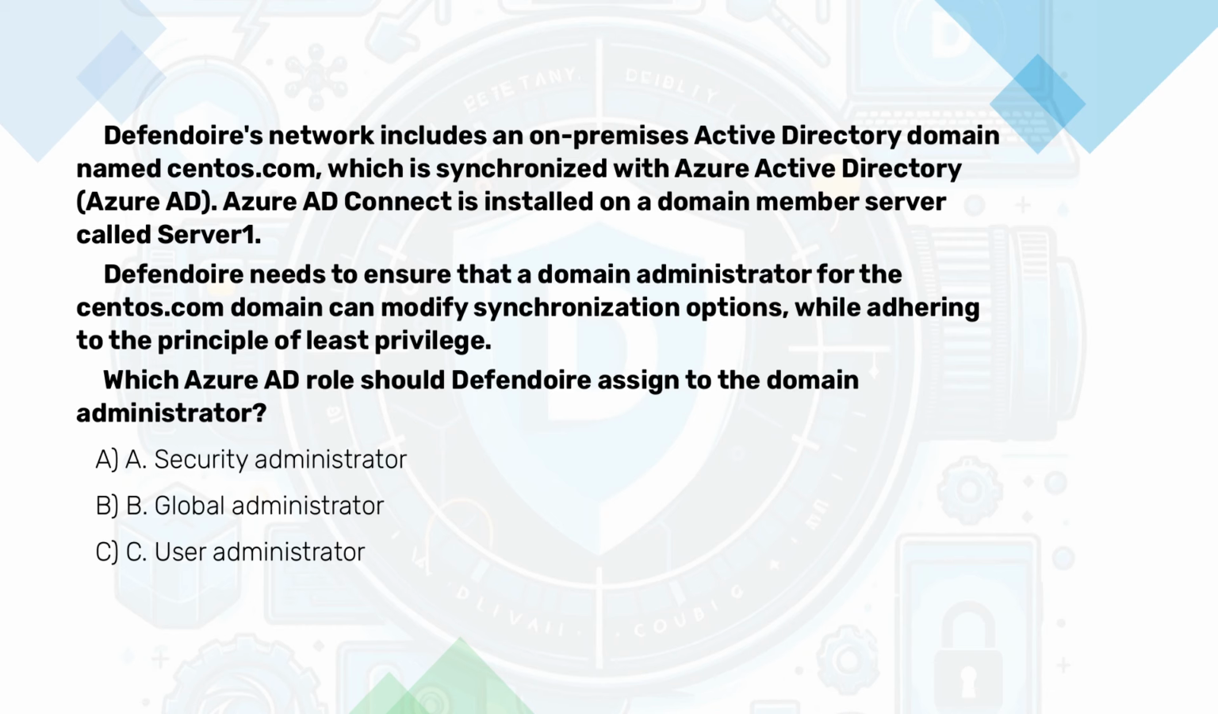Our network includes an on-premises Active Directory domain, which is synchronized with Azure Active Directory. Azure Active Directory Connect is installed on a domain member server. We need to ensure that a domain administrator for the domain can modify synchronization options while adhering to the principle of least privilege. Which Azure Active Directory role should we assign to the domain administrator? A, security administrator; B, global administrator; C, user administrator.